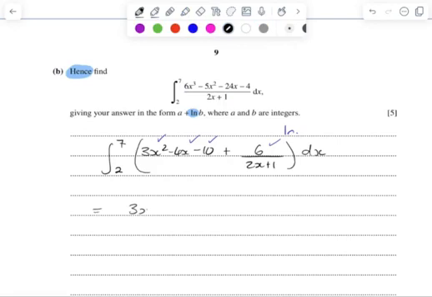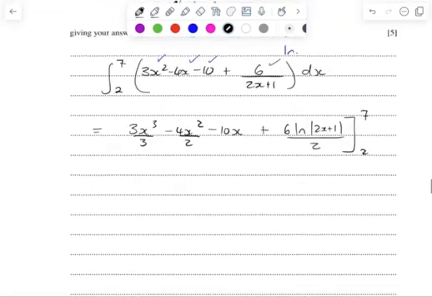Okay, so here we go: upper power, divide by the new power, upper power, divide by the new power, and here we've got to go ln, and then we must make sure to divide by the coefficient of x. It's a definite integral, so we're going between 7 and 2. I'm just going to simplify this before I plug anything in. So 6 divided by 2 is 3 ln 2x plus 1.